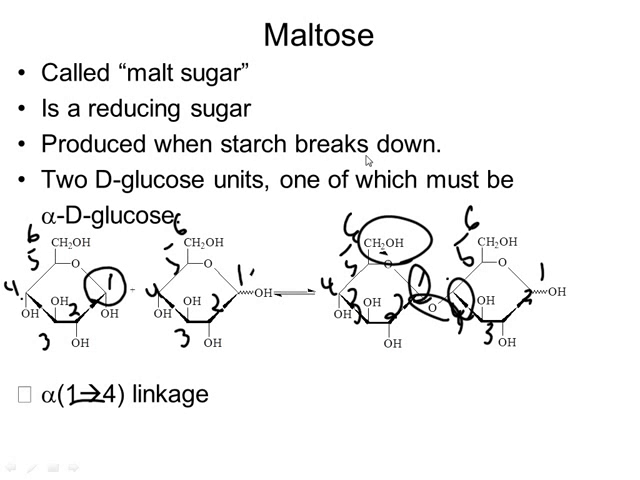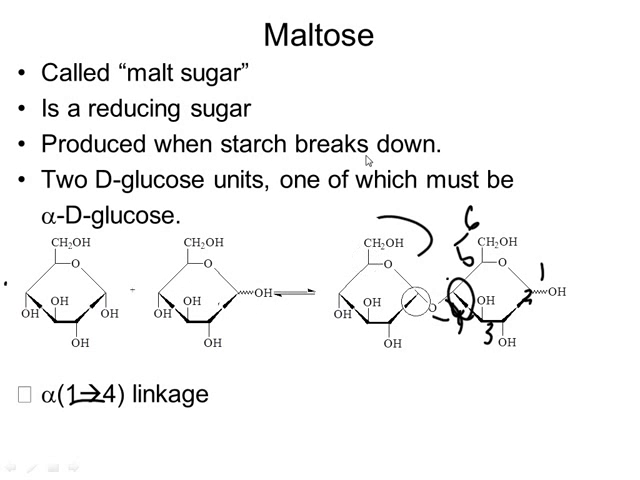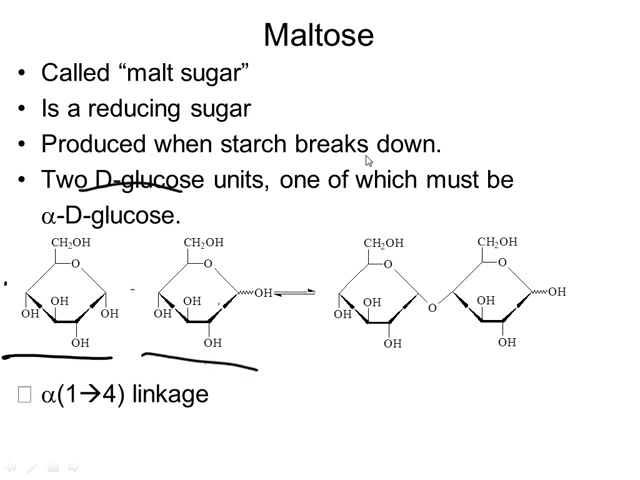So maltose is defined. I'm going to show you a number of disaccharides, and there are basically 3 pieces of information that make up the identity of each of these disaccharides. The first is, what is the first monosaccharide? In this case, it's D-glucose. The second is, what is the second monosaccharide? In this case, it's also D-glucose. And then what is the linkage? Alpha 1,4. So maltose is 2 D-glucose units with an alpha 1,4 linkage. That is the identity of maltose.